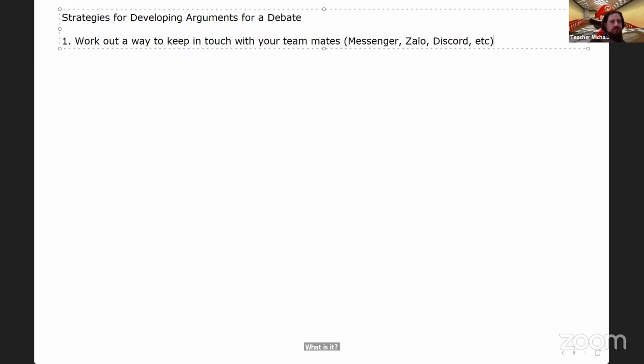So the first thing is work out a way to keep in touch with your teammates. Be that a private chat on Messenger, if you use Zalo, if you use Discord, or even if you just all have each other's phone numbers saved and you can send text messages to a group chat. But you want to make sure that it is always a group chat with your own teammates, because if you have a piece of information you need to share with everyone, let's say you just send it to one other teammate and then forget to send it to the other one, that's not good, because that other teammate might need to know that information. So always make sure you communicate in a central group where everyone in your team receives all of the communication.